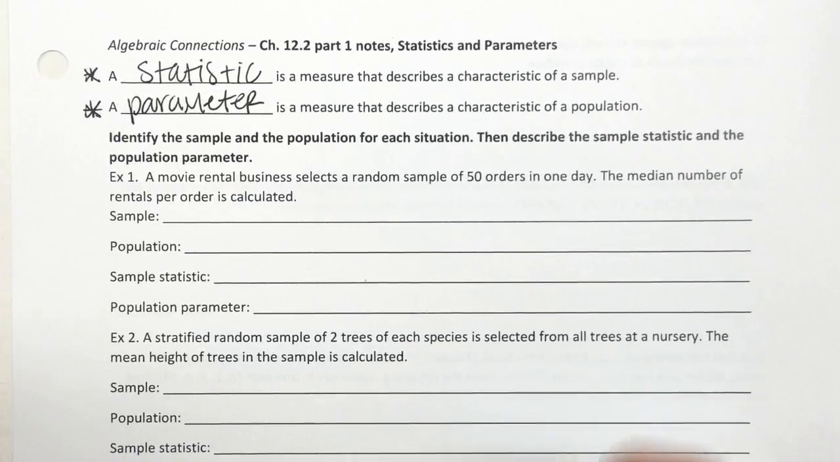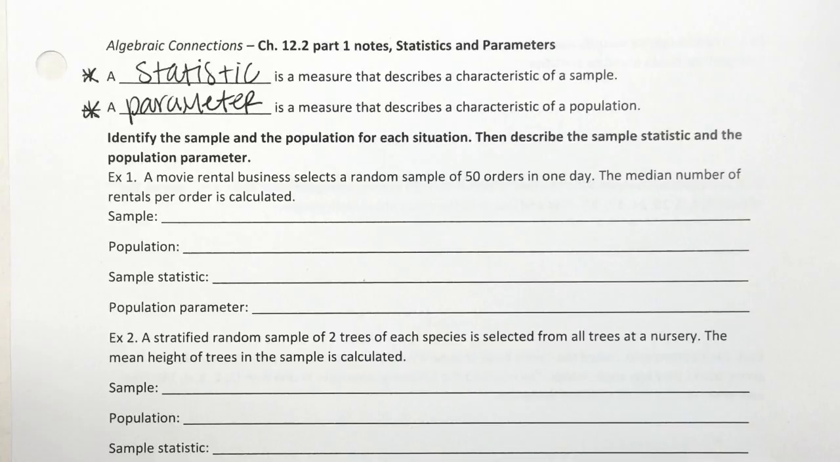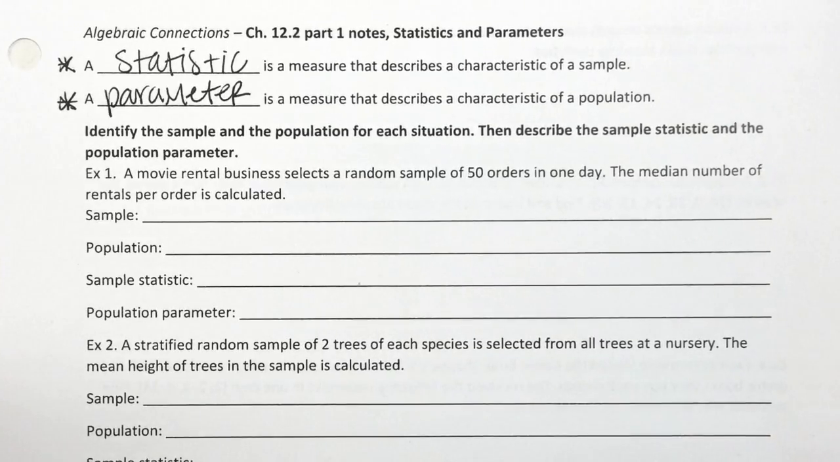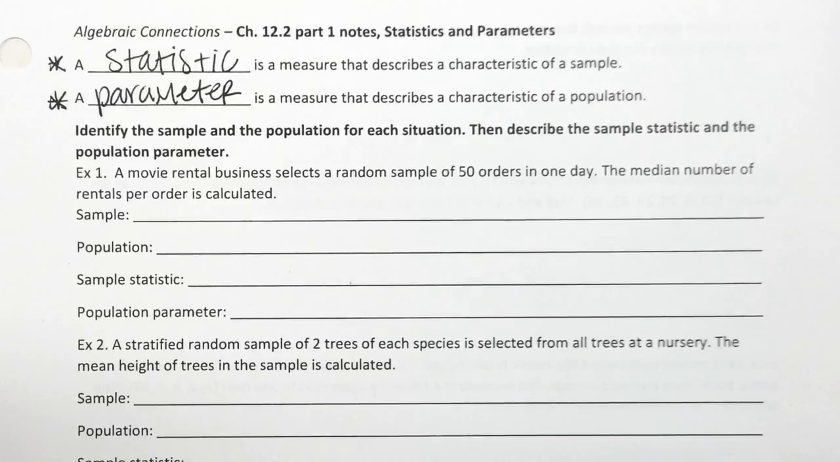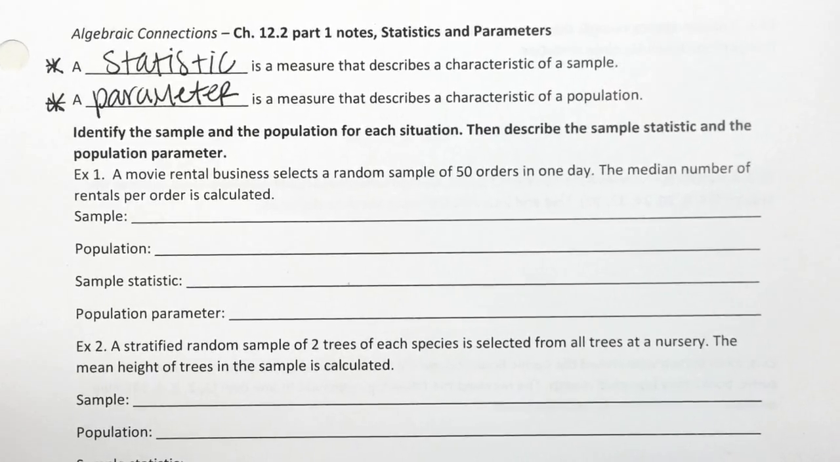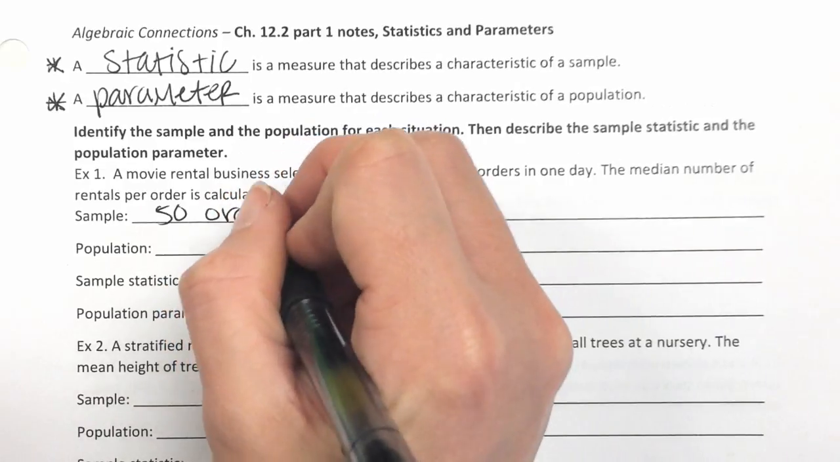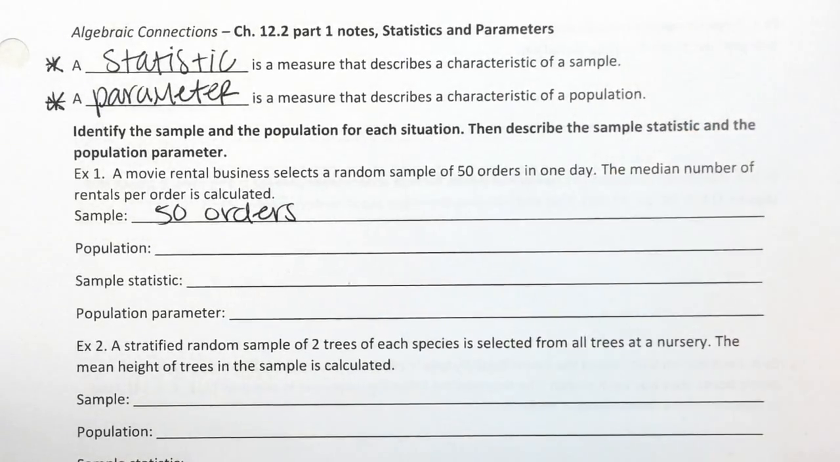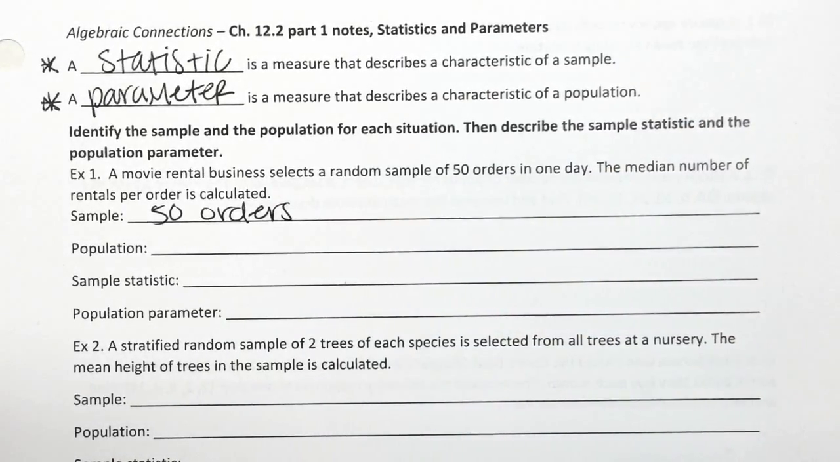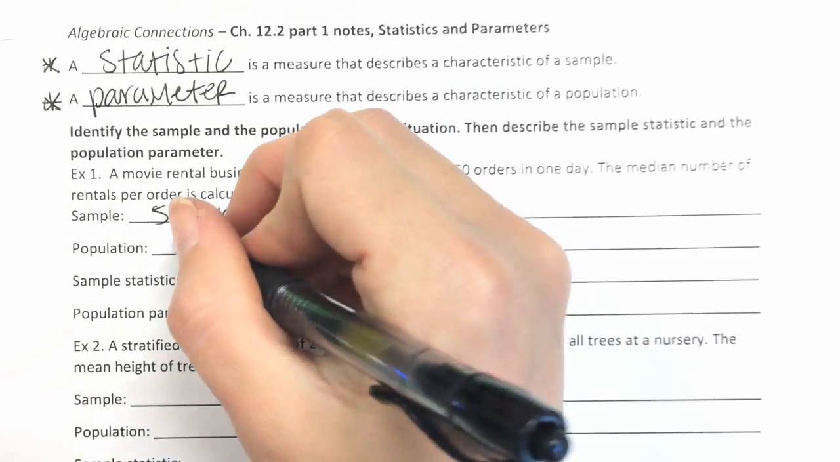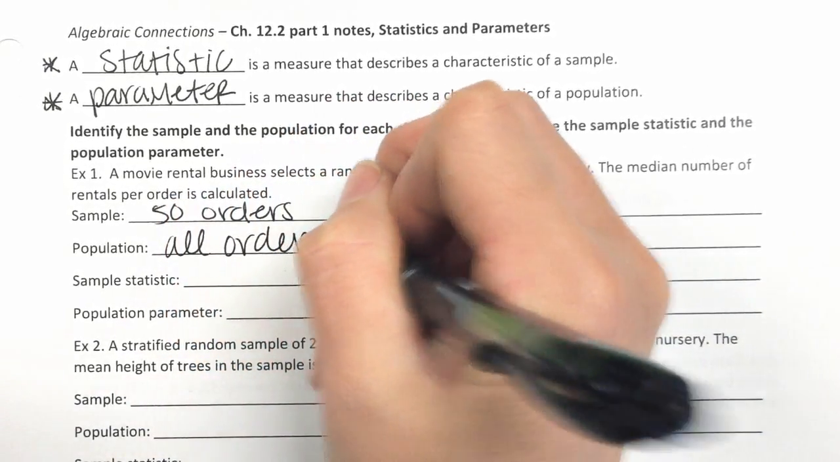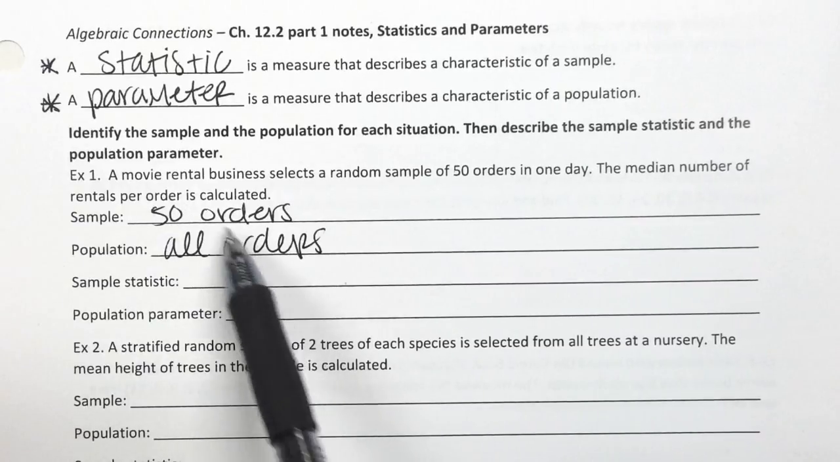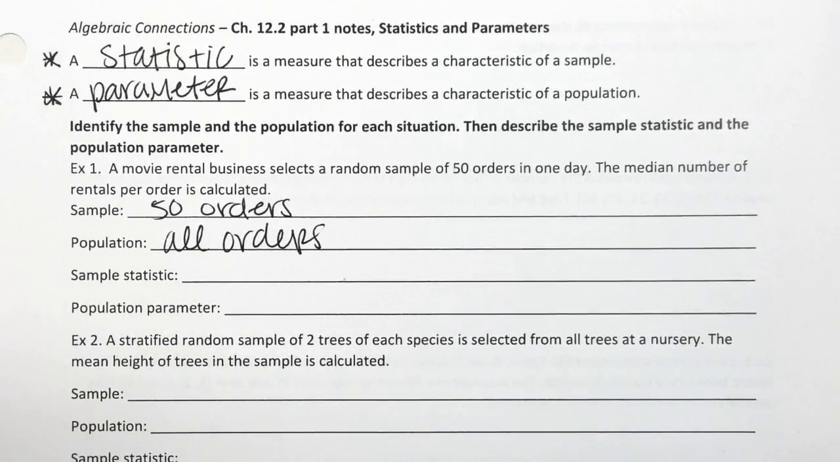Alright, Lyric, if you'll read example 1 for me. A movie rental business selects a random sample of 50 orders in one day. The median number of rentals per order is calculated. Alright, so what would be the sample in this one? Yeah, the 50 orders selected, right? So 50 orders. What would be the population then? All of them. Good. All the orders. And if you want to check yourself, say, okay, is the sample a piece of the population? Is 50 orders a part of all orders? Yeah.